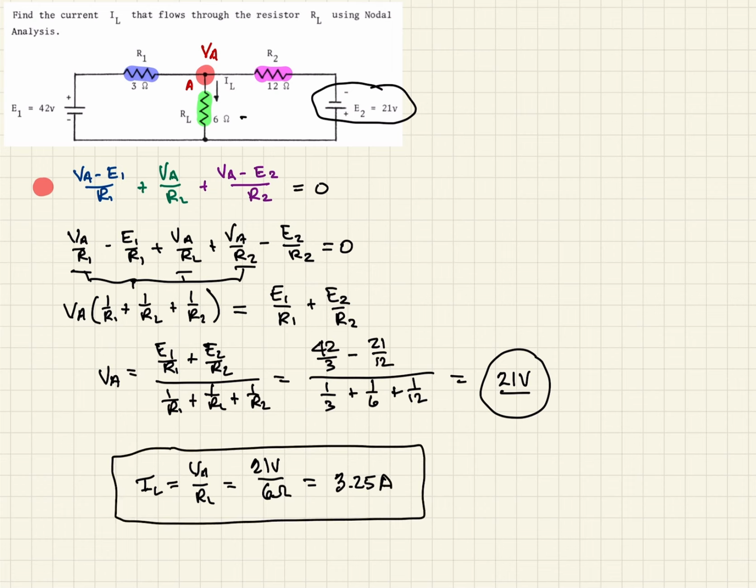So a little bit different way to look at nodal analysis, but really it's all the same, works the same way. But that's what we come up with for this exercise.